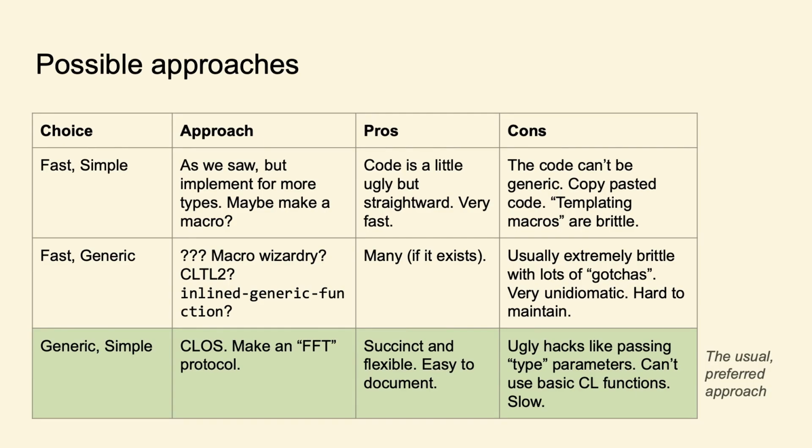So suppose we want fast and simple. Well, that's kind of what we did. What we wrote is very fast and very simple. It's just loops and arithmetic with a lot of type declarations. That's good, it's simple. Maybe we could put it into a macro, why not? The code is a little ugly, it's straightforward, and it's very fast. A big con of it, though, is that the code can't be generic.